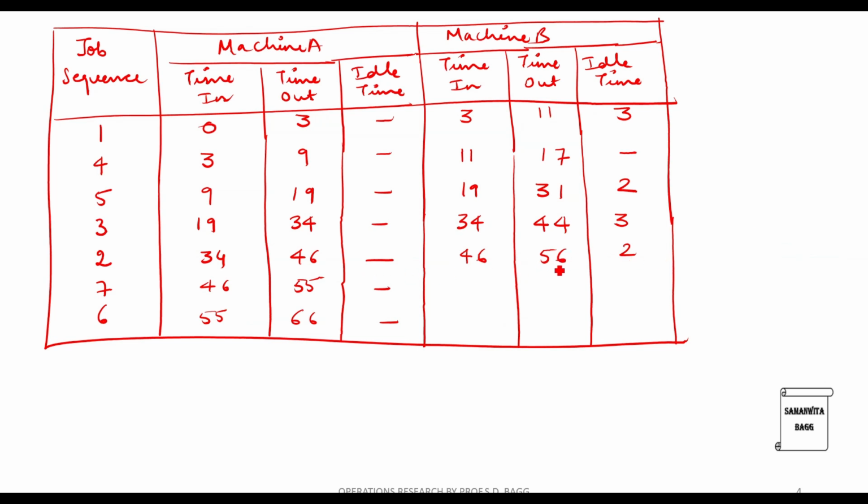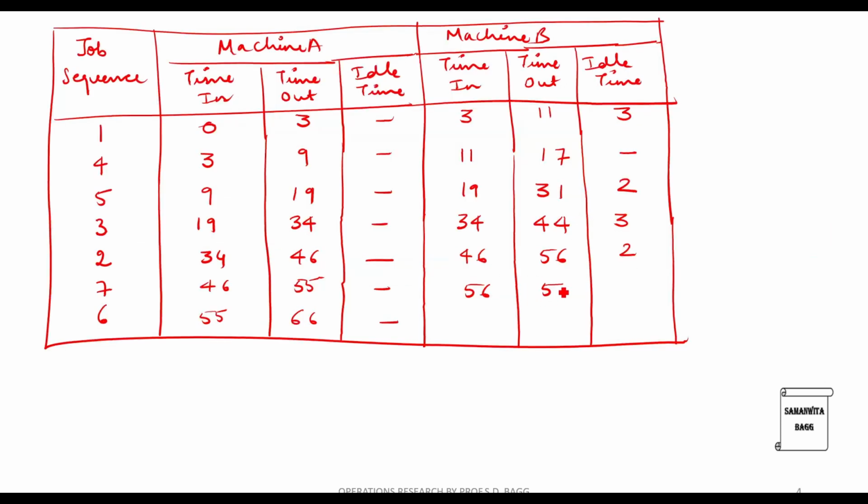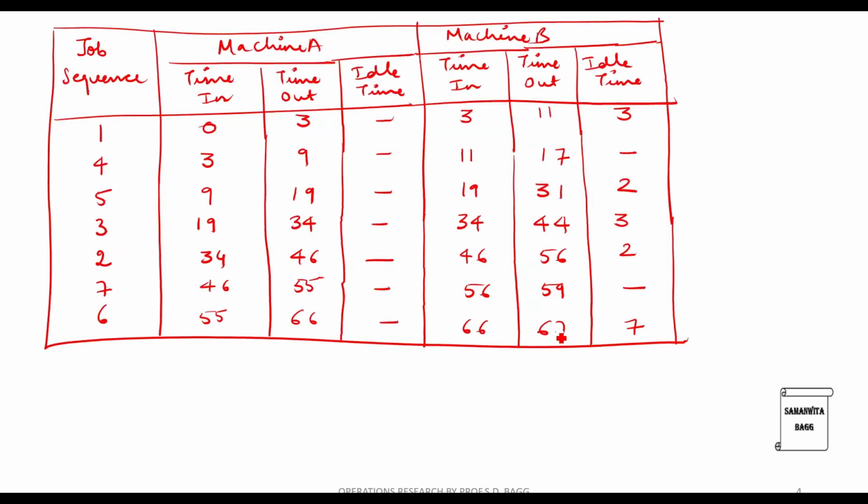Once this is done, it will have to start with the next job. Now this is ending at the 55th hour, the job 7. But it has to wait for 1 hour for the machine B to be free. So this is now 56. So 7th job on B is 3 hours. So this is 59. There is no idle time at this stage. This is 59 and this has to start at 66. So for 7 hours the machine was remaining idle. It will start at 66th hour. 6th job on machine B is 1. So this is 67.